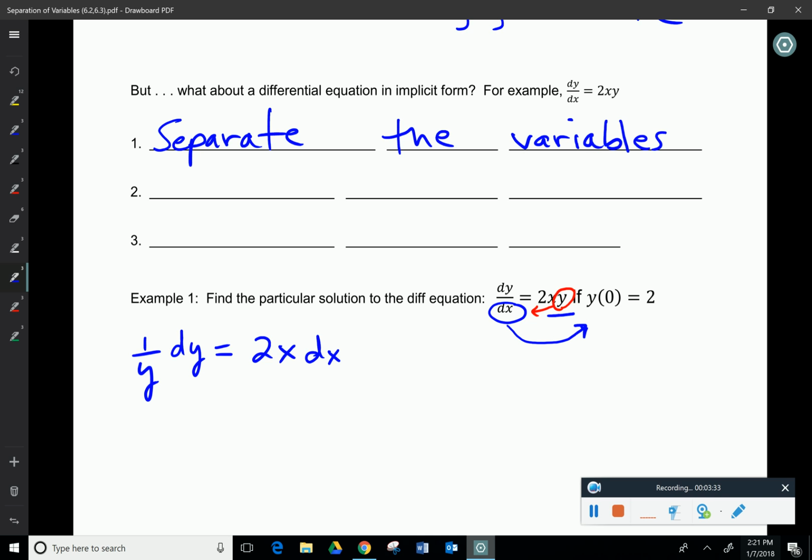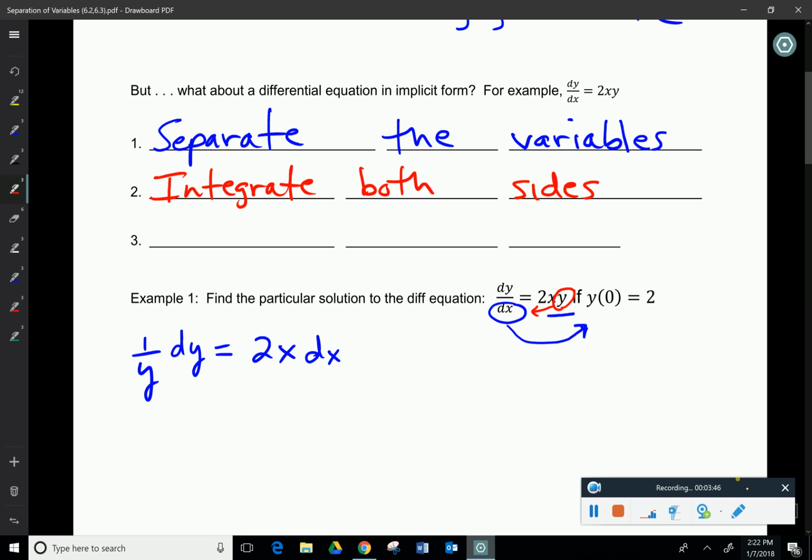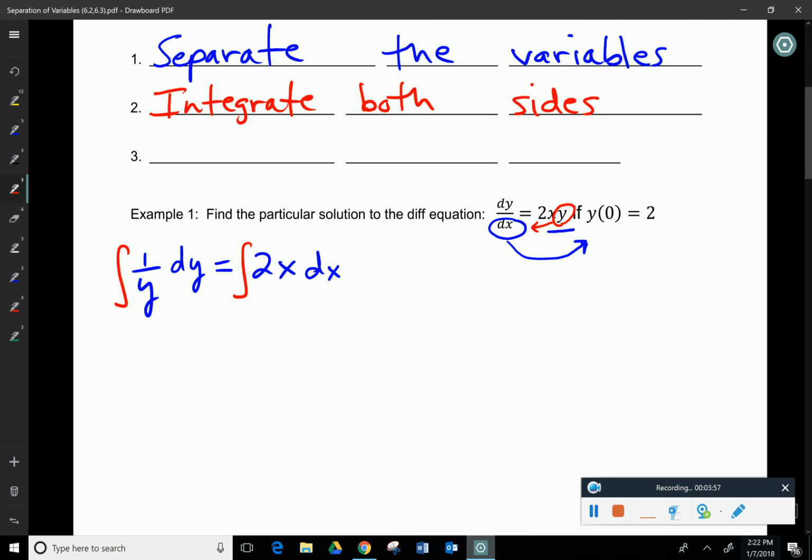Okay, so the second step is once you separate the variables, then you can integrate both sides. I'm going to integrate both sides. And it's okay to integrate now because I don't have the x's and y's mixed up. I can integrate the left side and it'll be all y's, and I'll integrate the right side and it'll be all x's.